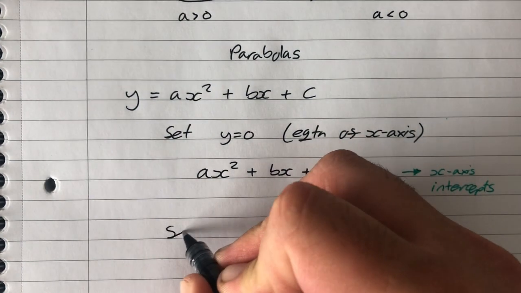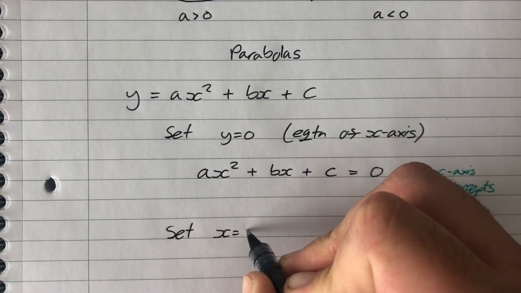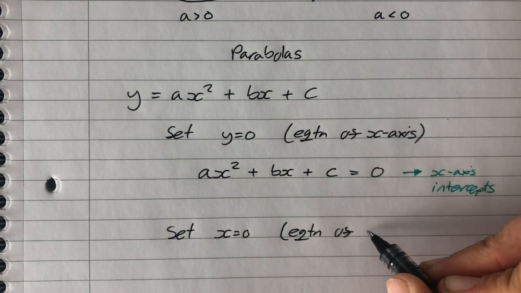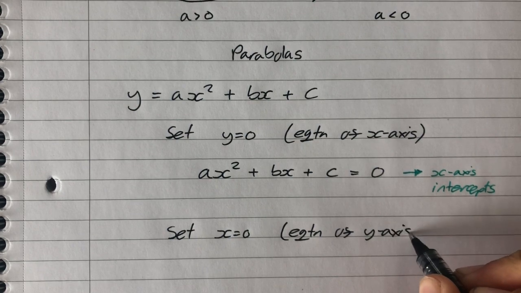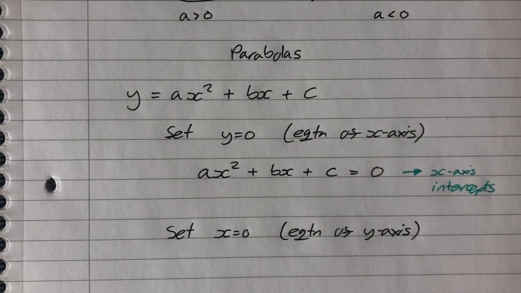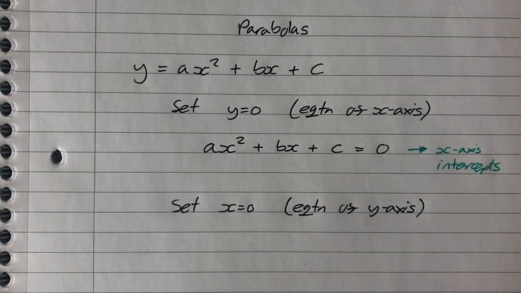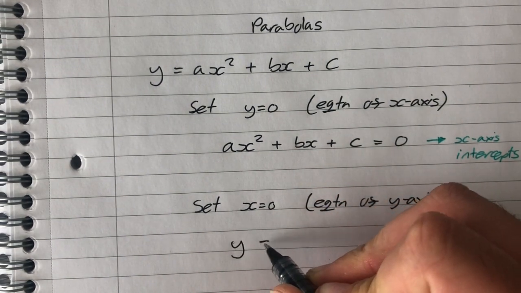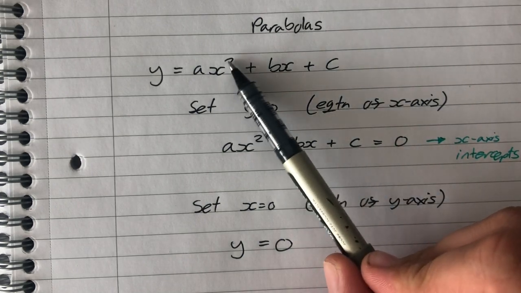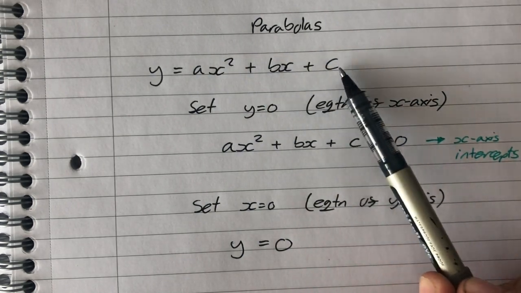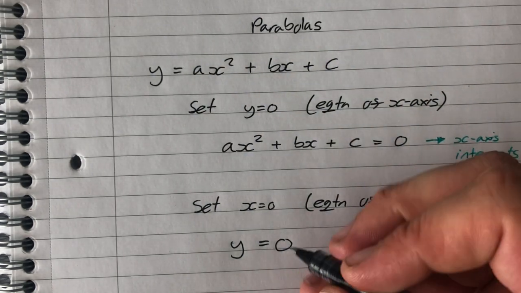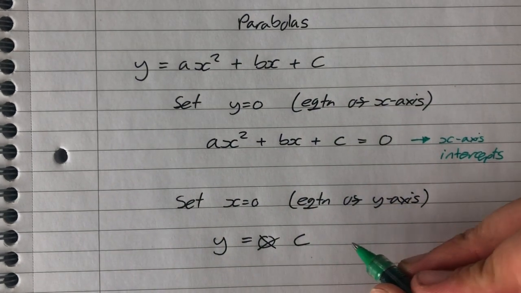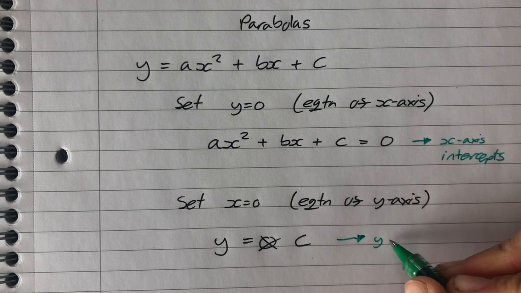Similarly, if we set x to 0, now x equals 0 is the equation of my y-axis. Every point on the y-axis has the point x is 0. Then we end up with y equals c. All right, because that would be 0, that would be 0, and I'm left with y equals c. So y equals c, apologies. And this is my y-axis intercept.